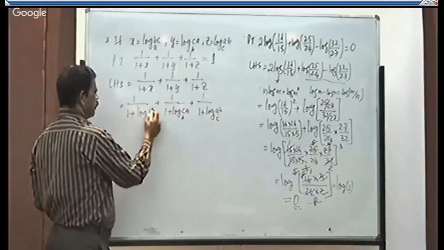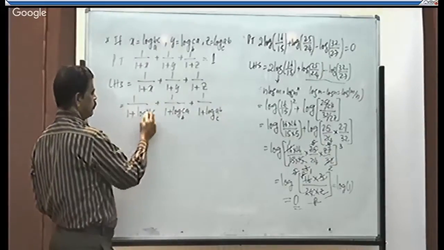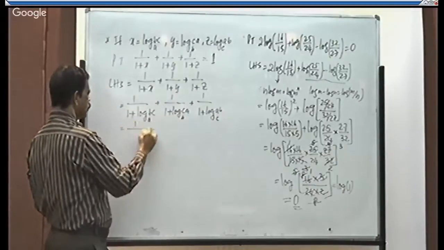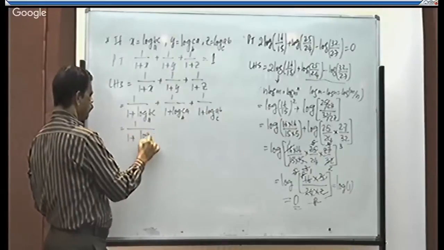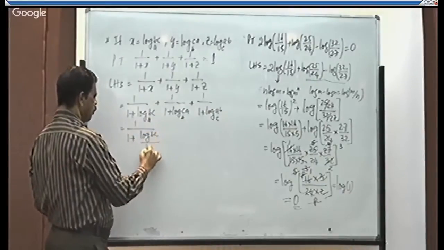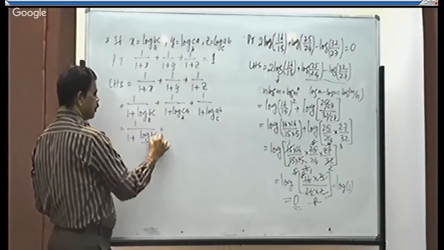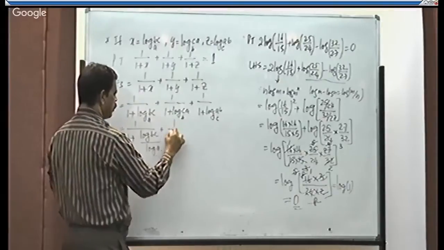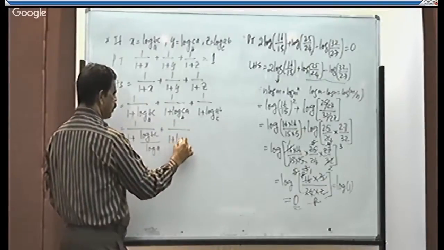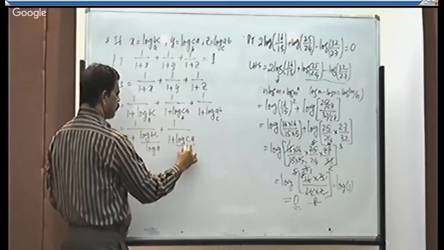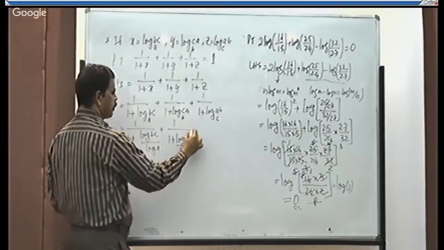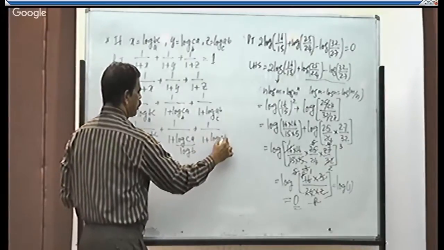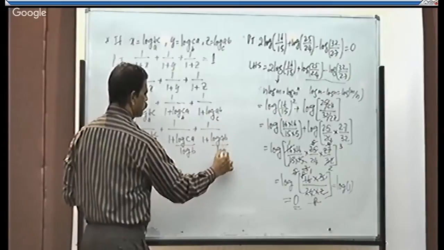You simplify this one. Change the base of each term in the denominator. So according to that, it becomes what? Log of BC divided by log A. I'm changing these according to the change of base law. 1 divided by 1 plus log of CA divided by what? Log B, plus 1 divided by 1 plus log of AB divided by what? Log C.